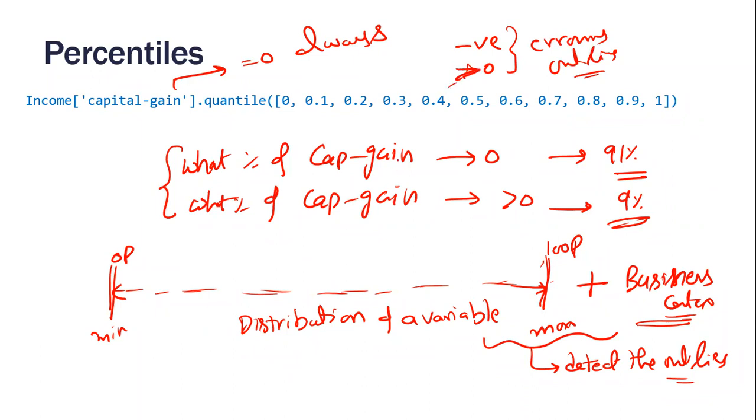According to the business logic, which we don't get to know by looking at the data, we have to understand the underlying business logic. According to underlying business logic, capital gain has to be 0 always. But if it is negative or greater than 0, then there is an issue. So what percent of the data is clean? What percent of the data is having issues with respect to capital gain? Tell me. With respect to capital gain, what percent of the data is clean?